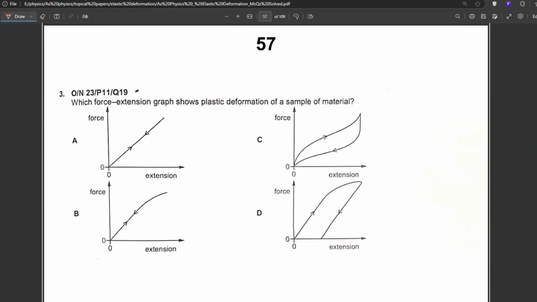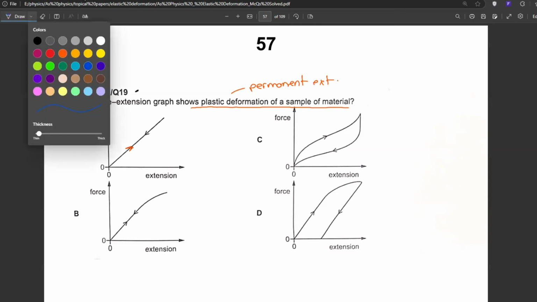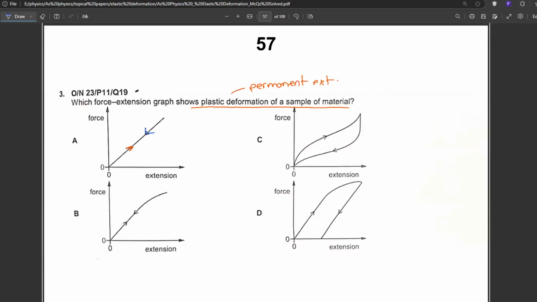Which force versus extension graph shows plastic deformation of a sample of a material? Perfect. For plastic deformation, there is permanent extension. So in A, if you are loading like this, you are unloading in the reverse direction. There is no permanent extension. No permanent extension in B as well. Not in A, not in C. You can only see a permanent extension in D. That is this thing. This is your permanent extension in D. D is your answer. Perfect.